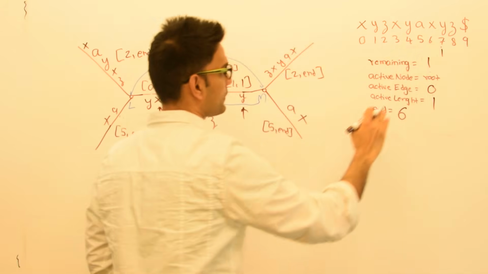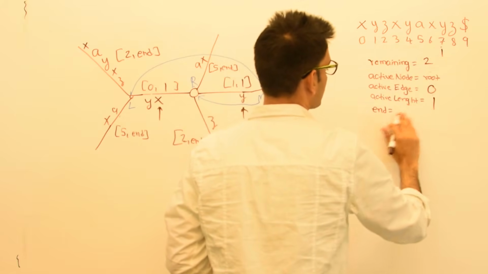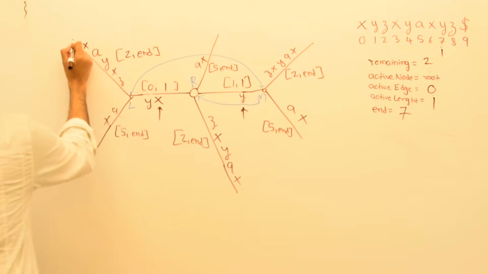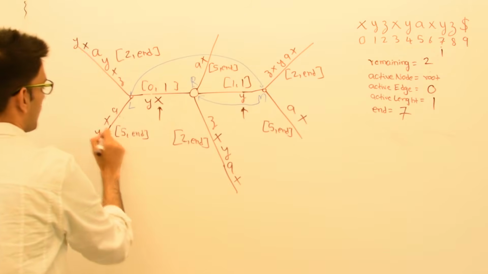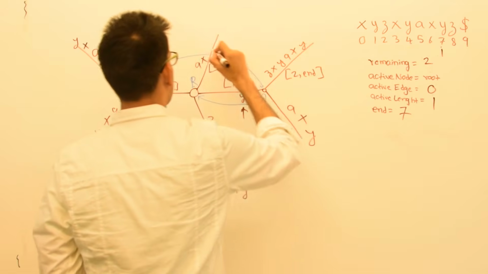First thing we do is we increment our remaining by 1, so remaining becomes 2, and my end becomes 7. As soon as end is 7, the leaf edges are now representing the longer suffixes ending in y.